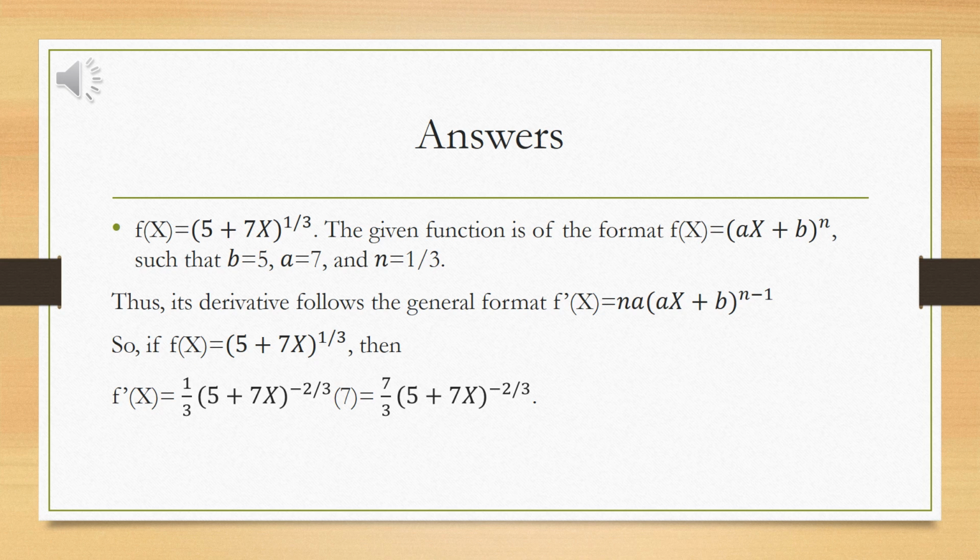So, if f(x) = (5 + 7x)^(1/3), then f'(x) = 1/3 × (5 + 7x)^(-2/3) × 7, which is the derivative of 5 + 7x. Thus, f'(x) = 7/3 × (5 + 7x)^(-2/3).